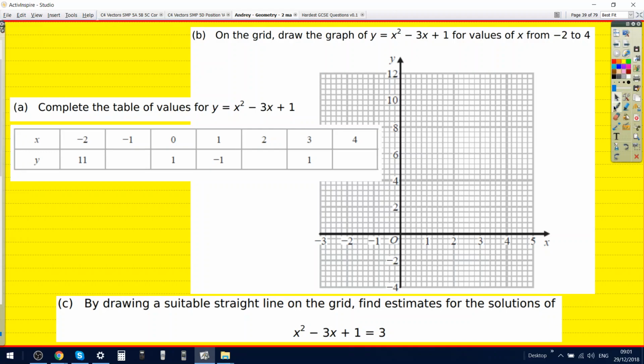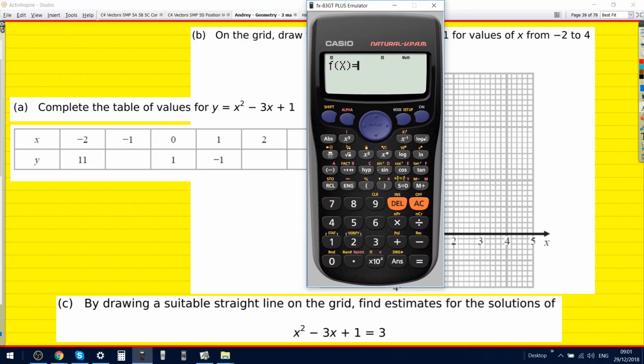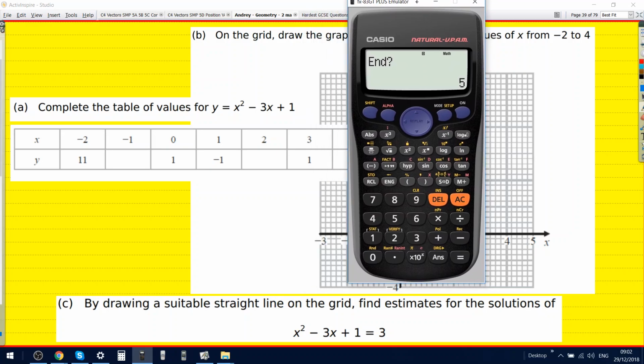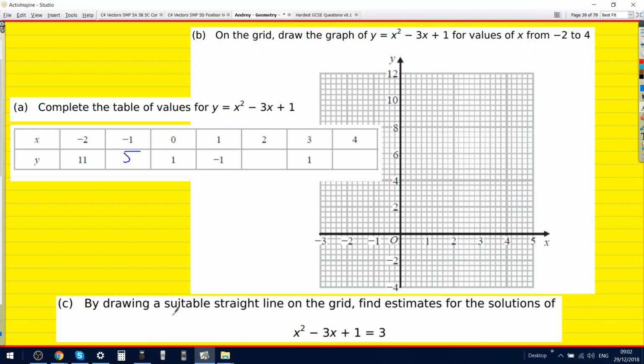How would you do part C, the bottom one? So, is this where we do calculator and then the equation of x squared minus 3x plus 1, and then start -2, end 4, step 1, and then the ones that end, is it the answers that are 3? No.